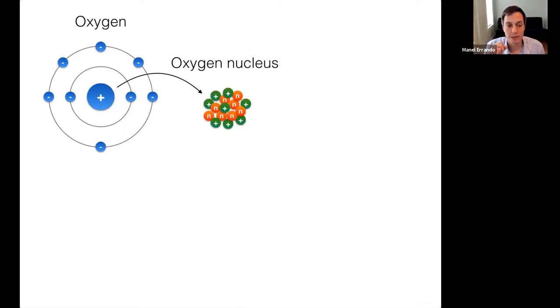So what is this internal structure made of? Well, we know that the nucleus of oxygen is positively charged. And the reason why it's positively charged is because it has 8 protons. The protons are about 2,000 times more massive than the electrons. So they are bigger, more massive, and they are positively charged.